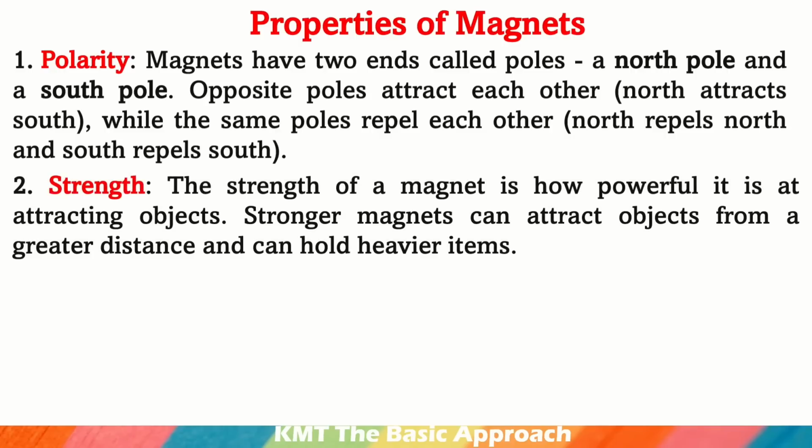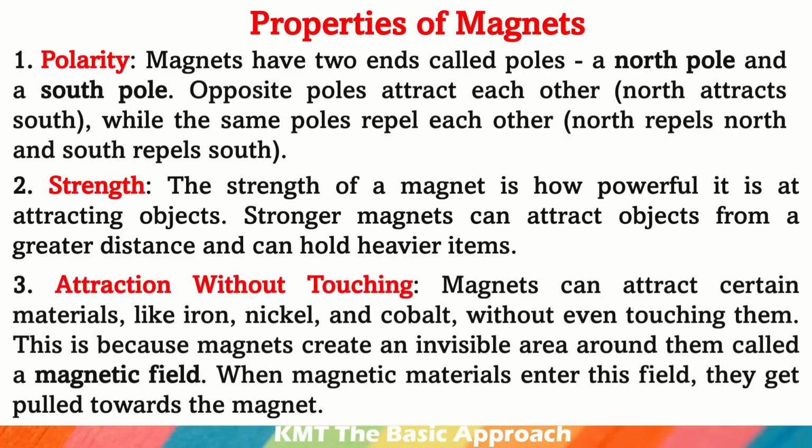Number 2. Strength. The strength of a magnet is how powerful it is at attracting objects. Stronger magnets can attract objects from a greater distance and can hold heavier items. Number 3. Attraction without touching. Magnets can attract certain materials like iron, nickel, and cobalt without even touching them. This is because magnets create an invisible area around them called a magnetic field. When magnetic materials enter this field, they get pulled towards the magnet.